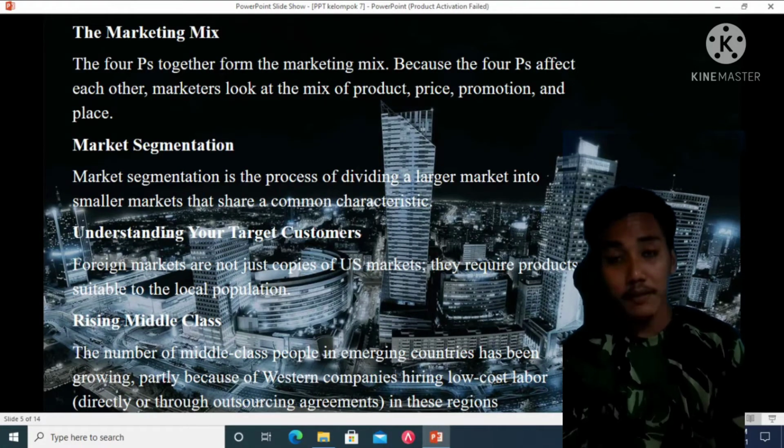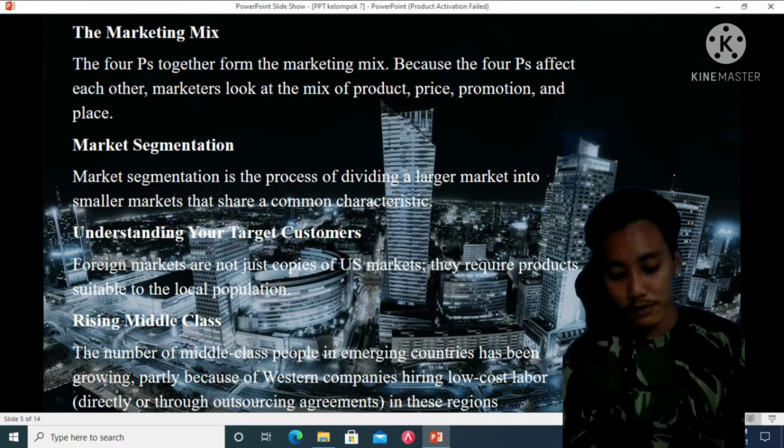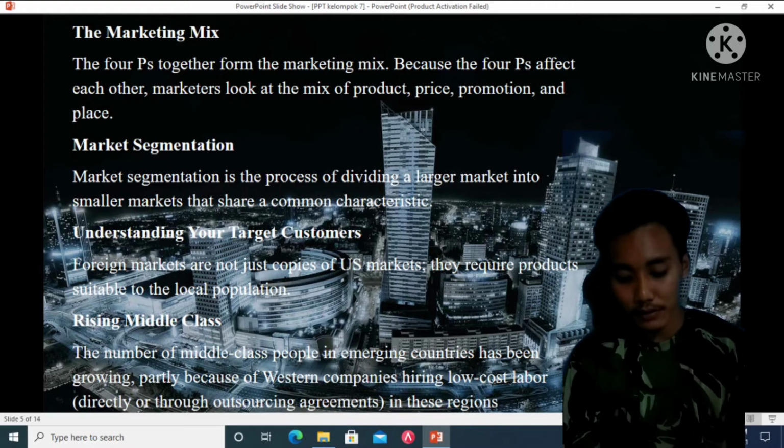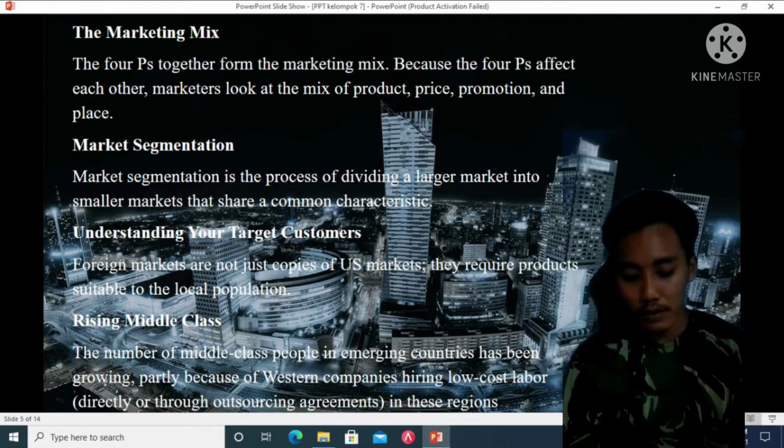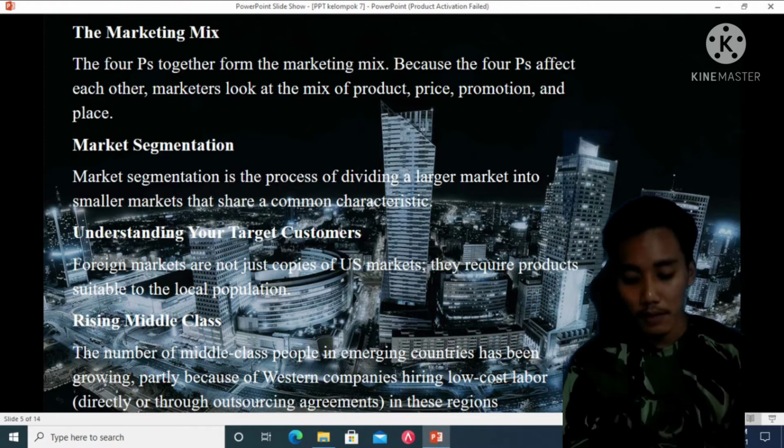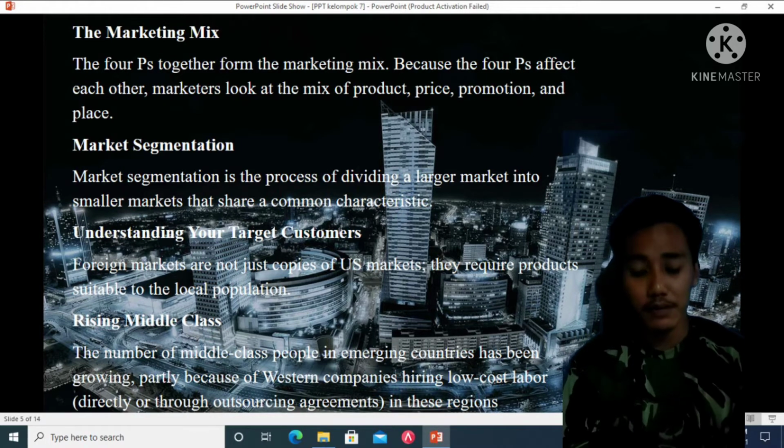Next, the marketing mix. The 4 parts together form the marketing mix because the 4 parts affect each other. Marketers log the mix of product, price, promotion, and place.